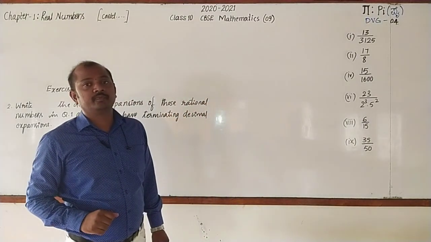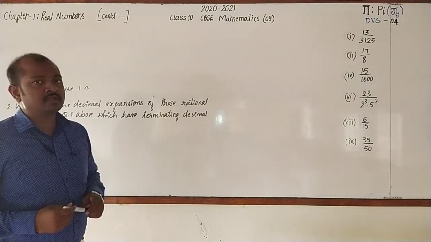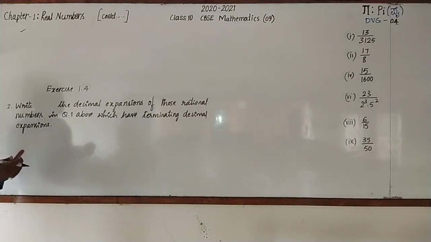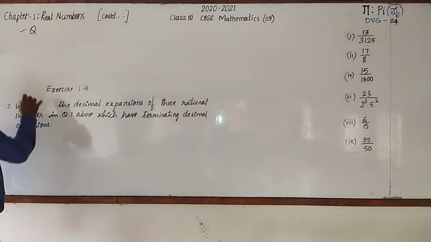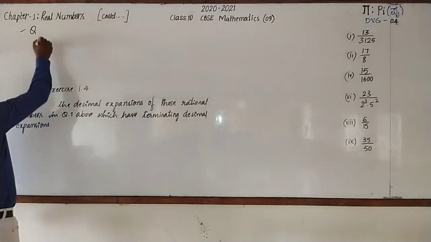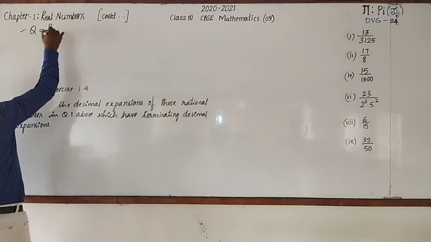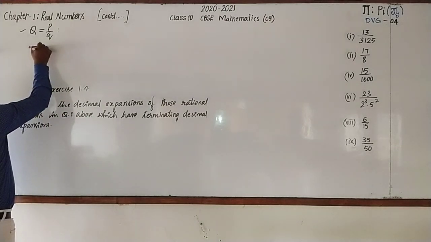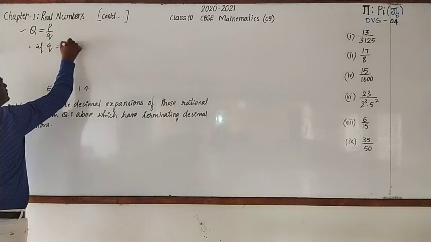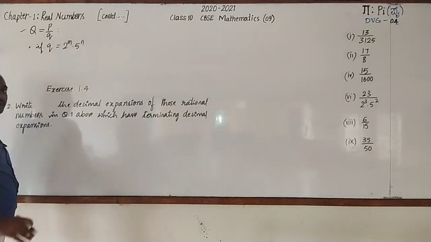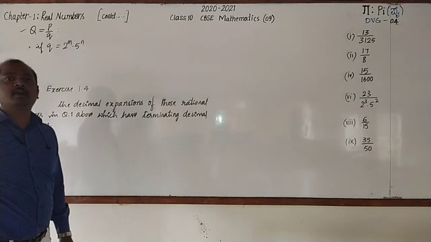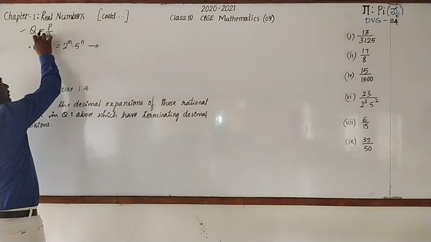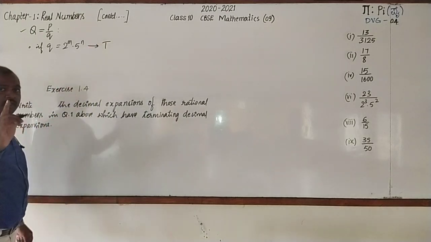Yes, you are right. Then how? There is a condition. Now let me explain those conditions; we should just recall them. Q is a rational number, so it can be expressed in the form p by q. In p by q form, if q is of the form 2 raised to the power m into 5 raised to the power n, where m and n are non-negative integers, then the decimal expansion of the number is terminating.